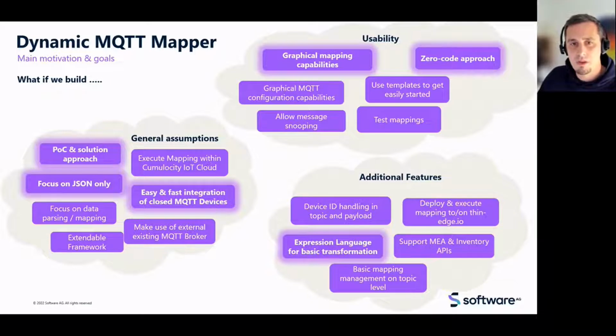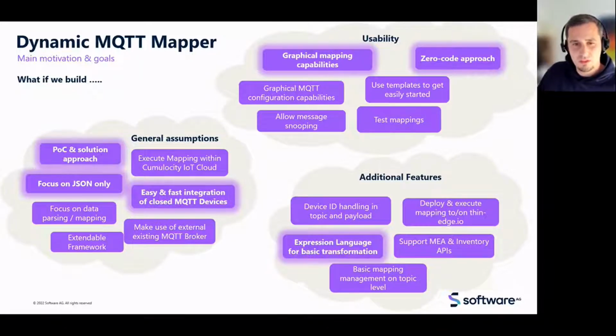Let's build some graphical mapping capabilities where we can drag and drop, or somehow have on the left side the source data model, on the right side the Cumulocity data model, and then just map the data. That would be really nice. And let's do this in a zero code approach, so that we do not have any files and then need to deploy to a microservice, but I can actually do this without being a developer. That would be really nice from a usability perspective.